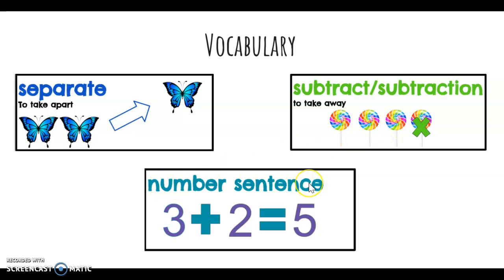And then a number sentence is a sentence that has numbers and symbols. So in this case, the numbers in this number sentence are 3, 2, and 5. And the symbols in this number sentence are a plus sign and an equal sign. But today we're going to be practicing subtraction, so we're going to be using a minus sign instead of plus, okay?